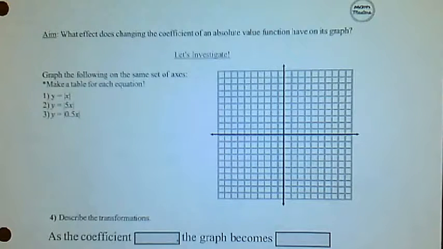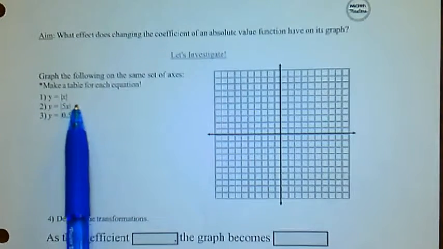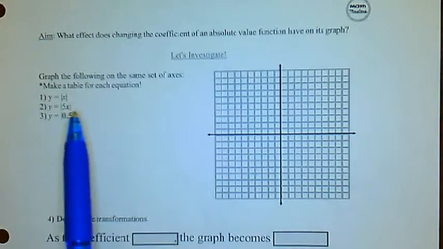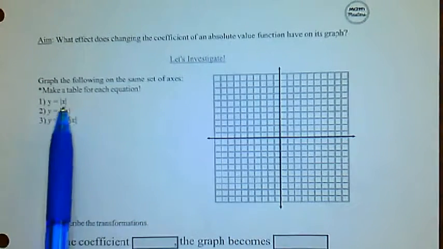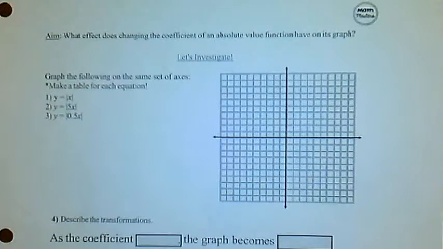All right, so for today's lesson, we are trying to figure out what effect changing the coefficient of an absolute value function has on the graph. So we've talked about shifting it up, down, left, right, and reflection, but we haven't really talked about what happens if we change the number in front of the x, as well as the number outside of the absolute value. Sorry, this is so blurry. Again, I will refresh your memory of how to put this in your calculator.